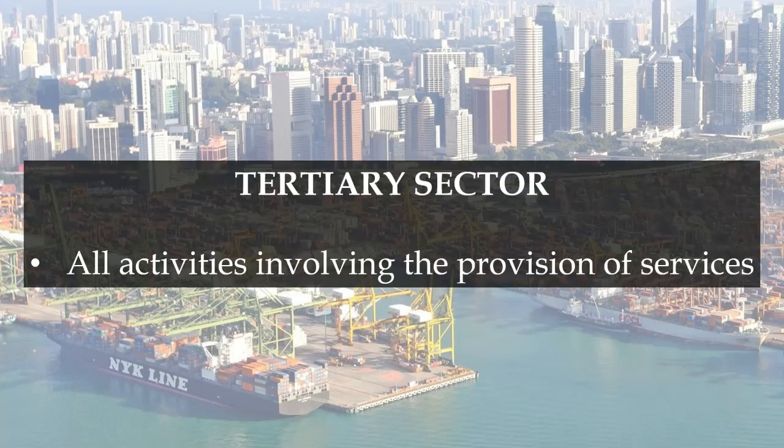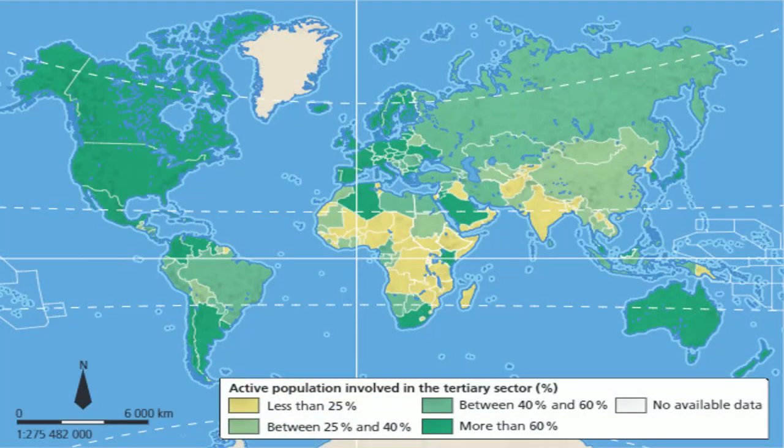What is the tertiary sector? The tertiary sector is the economic sector that involves all activities that provide services. So it includes all activities involving the provision of services. As you can see here, this sector is one of the most important in the economy. In fact, in the developed countries, it accounts for more than 70 or 75% of the GDP, the gross domestic product. If you remember, the GDP is the economic indicator that measures the wealth of a country.